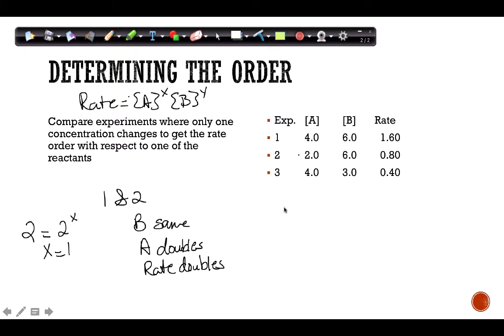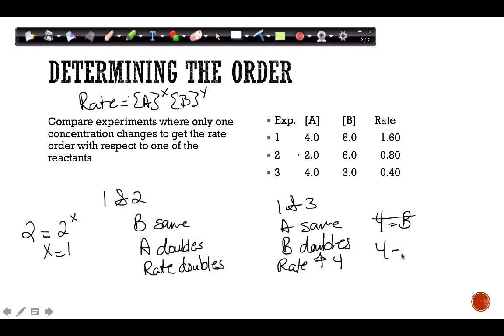So now let's look at 1 and 3, to figure out what's happening with B. For 1 and 3, A stays the same and B doubles. If I look at the rate, my rate went up by a factor of 4. All right, so let's do the same thing. My rate went up by a factor of 4, and my concentration doubled. We're trying to figure out what that power is. So 2 to what power would give me 4? Well, that should be 2.